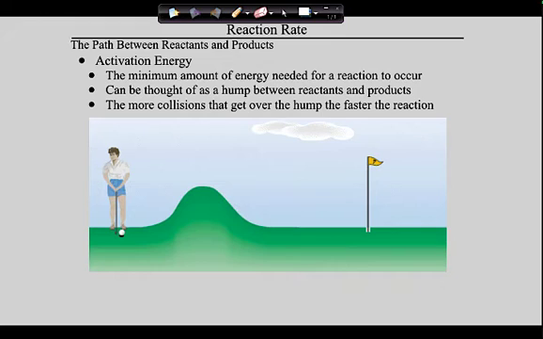The collision was not effective. It didn't get up over the hump. And guys, it may as well have never happened at all, because the ball ends right back where you started, right? Okay.